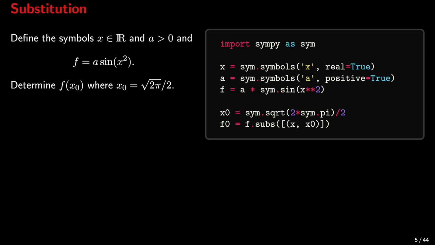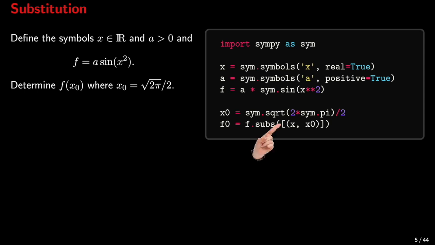The first thing we may want to do with a symbolic expression is to substitute a variable. For example, say we want to substitute x equals x0 inside f. We first define x0 to be square root of 2 pi over 2. Note that we use the symbolic sign function, sympy.sign, and the symbolic pi, sympy.pi. We then use the method subs, which we apply to the expression f. We do f.subs. Note also that subs expects a list of substitutions.